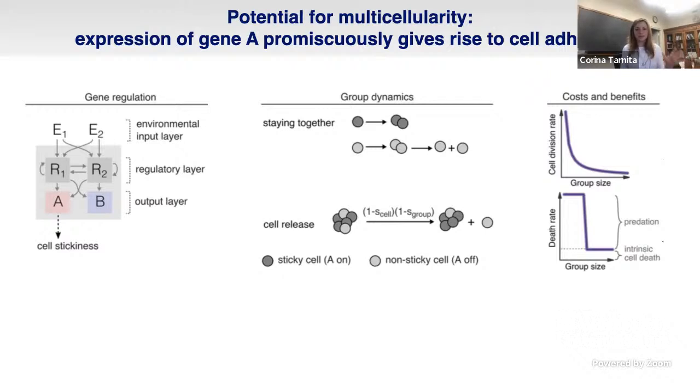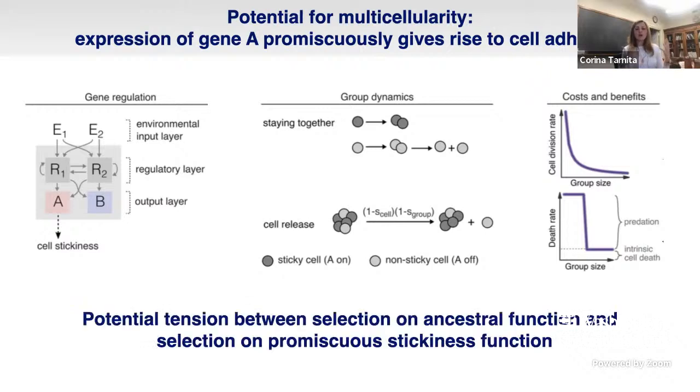So per capita cell division rate might decrease with group size. So it's very costly to be in a group, and we put a very costly function there. It's a very steep cost. But we wanted to see the evolution of multicellularity, and if we can get it in the face of a very steep cost, then we're in good shape.